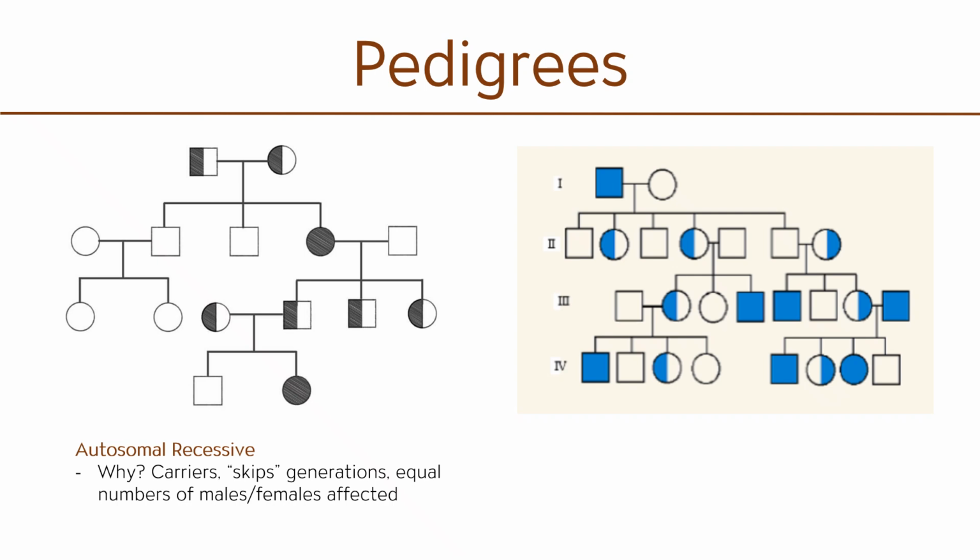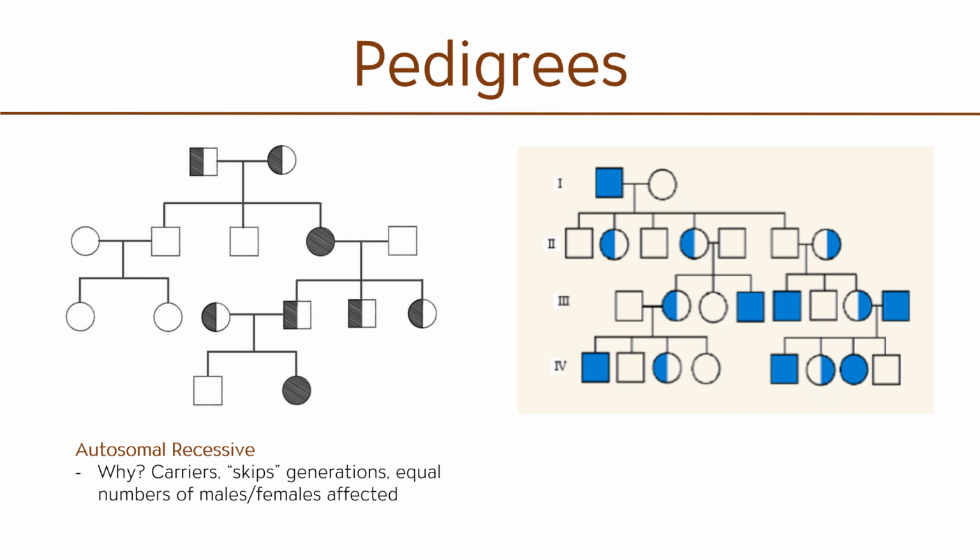Now let's look at this one on the right here. Immediately, something is sticking out to me. First, there are carriers, so this is going to be another recessive. But is it autosomal or sex-linked? Well, I see 1, 2, 3, 4, 5, 6 males that are fully affected by the trait or the disease, and I don't see any carrier males. I'm only seeing carrier females.